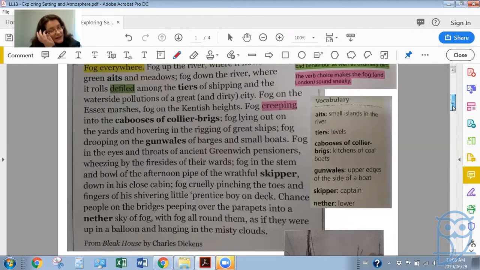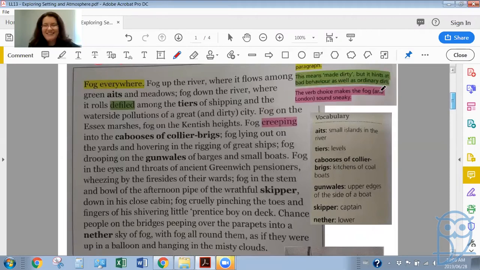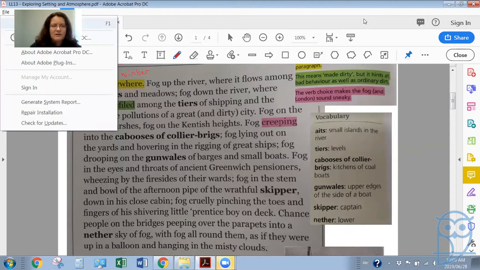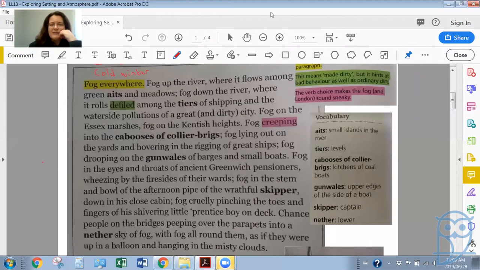Okay, so this setting is all about fog. As I read out the text, what did you notice most about it? What stood out for you? Yes, the cold winter. What else? What else stands out? Is there a word that keeps standing out in the extract? The people suffering from the cold. Yes, being amazed by the fog.